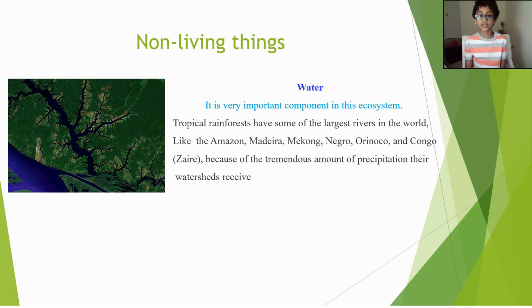Water. It is the most important component in any ecosystem, mainly. There is also a lot of water there because mainly there's a lot of rain. So that's what caused so many big rivers like the Amazon, Mediterranean, Mekong, Negro, Orinoco, Congo, and Zaire. Because of the tremendous amount of precipitation, the watersheds receive a lot of water.